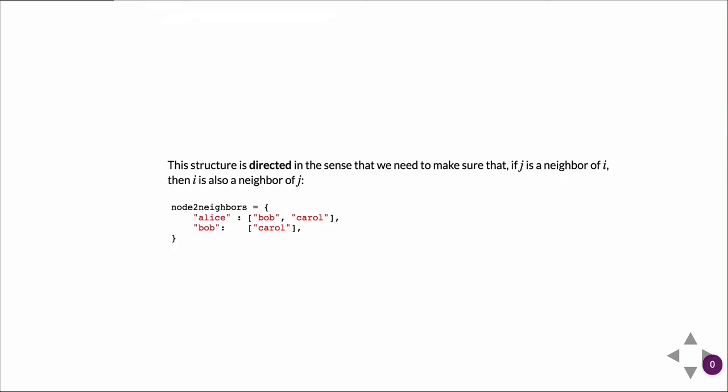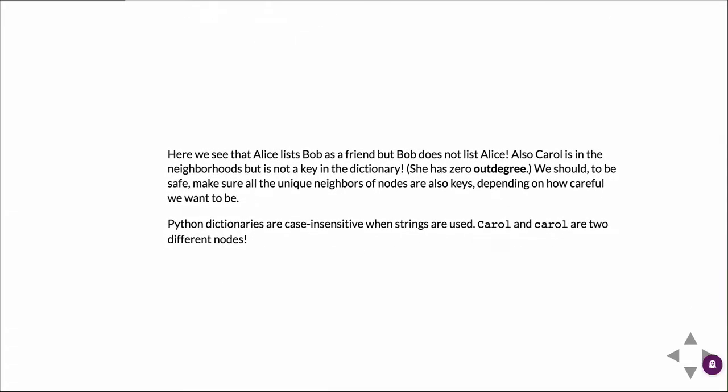One thing that I mentioned earlier, this is a directed structure that we created. So Alice points to Bob and Carol here, but Bob doesn't point back to Alice. So here Bob is a neighbor of Alice, but Alice is not a neighbor of Bob. So we can have that with this network structure as we've defined it. Here there's no out degree for Alice.